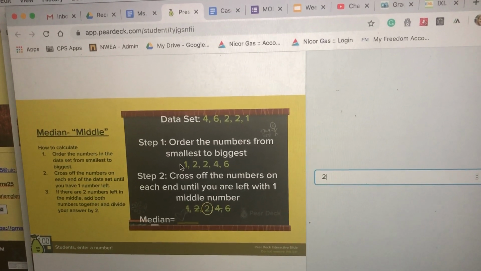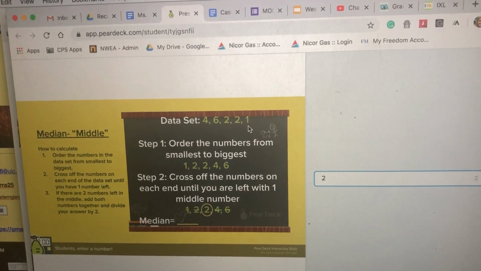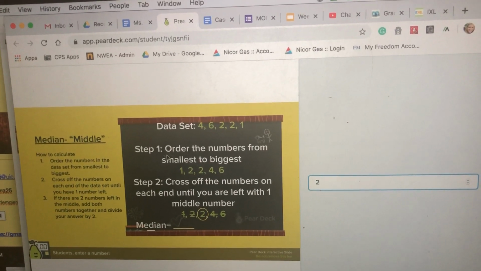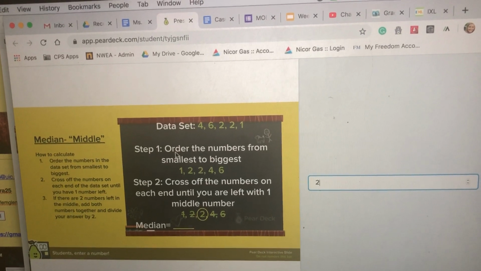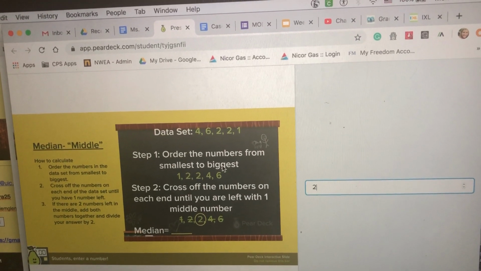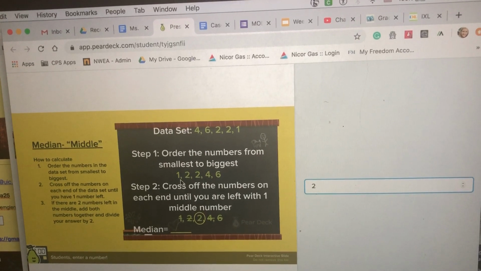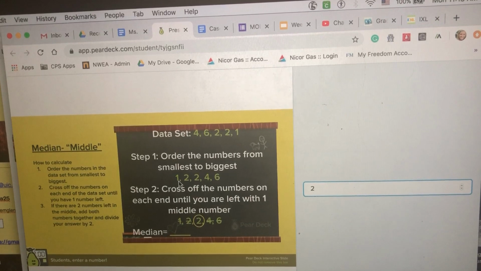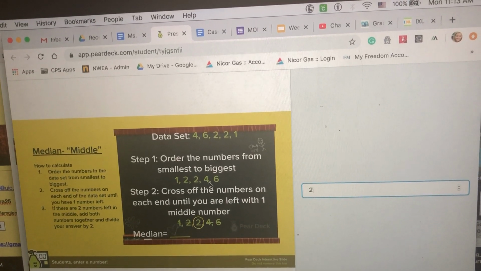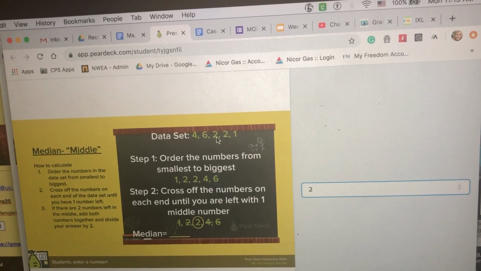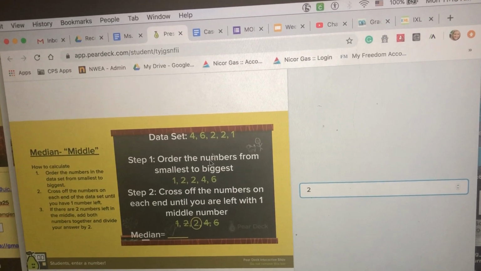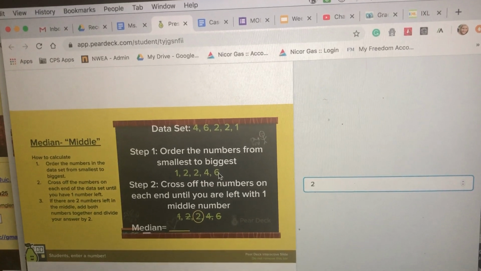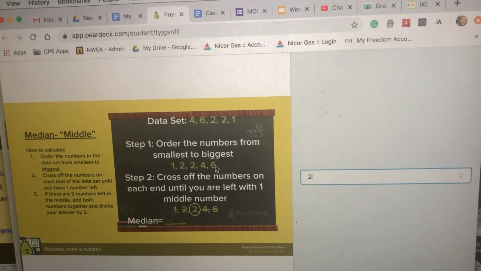So if we look at this example, our data set is in green. We have 4, 6, 2, 2, and 1. Our first step says we need to order the numbers from smallest to biggest. I put them in order: 1, 2, 2, 4, 6. What I also like to do is recount: 1, 2, 3, 4, 5, 1, 2, 3, 4, 5. We both have the same number in our ordered data set. That's just a double check to make sure we did not miss any data.